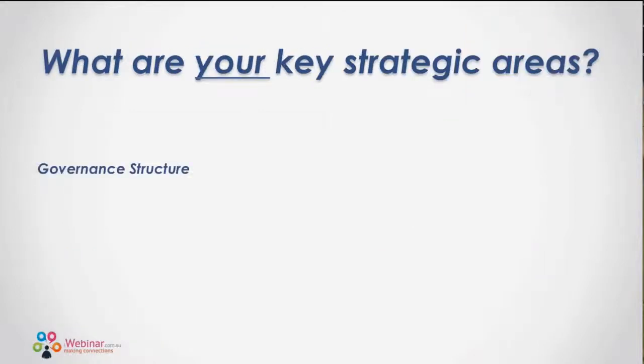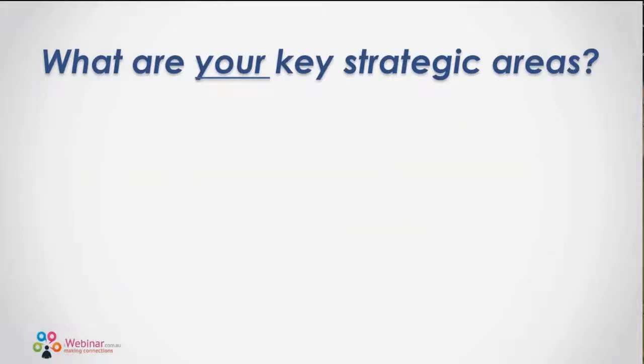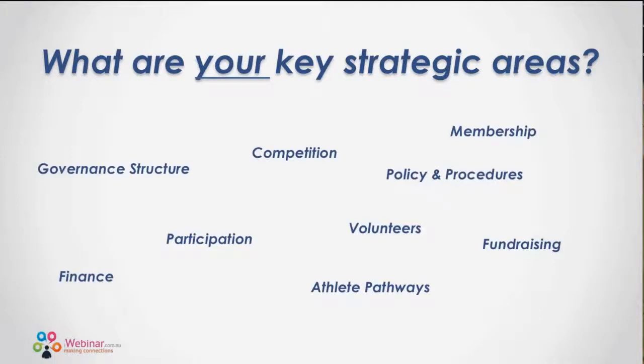So what are your strategic areas? They might be things like governance, membership, participation, competition. Volunteers, obviously, in all sport is critical. Athlete pathways, fundraising, policy and procedures, and finance. These are the things that you need to focus on and say, what are the most important things for us in our plan, and develop areas in each of those.